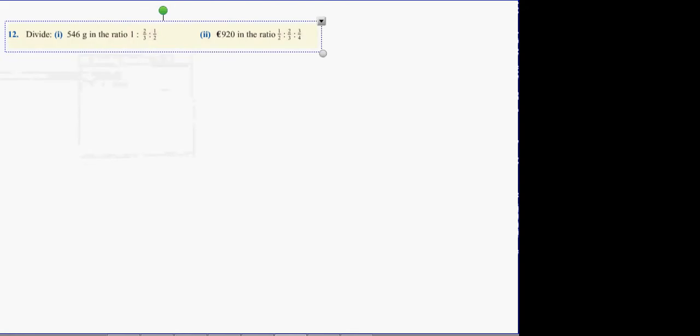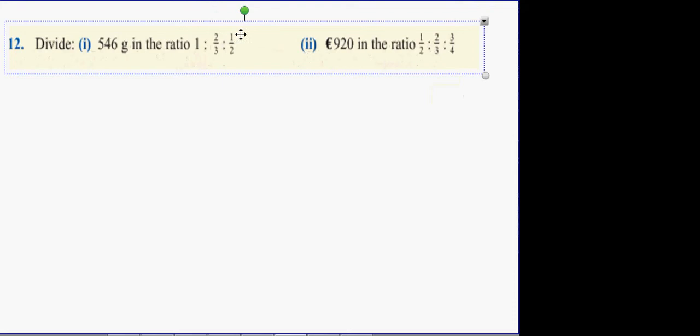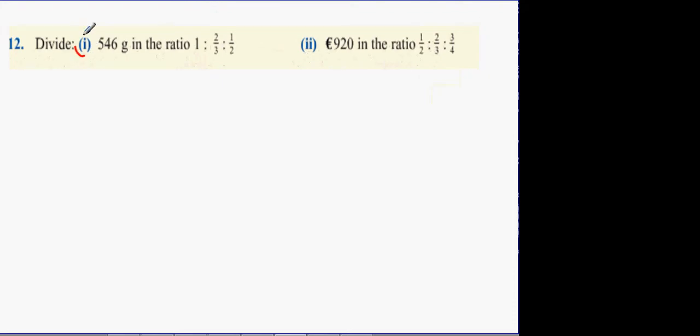Questions, okay? What you're going to be asked to do is this: divide 556 grams in the ratio 1 is to 2/3 is to 1/2. Now the problem here is the fractions. To get rid of fractions, here's what we're going to do. We look at the two fractions, 3 and 2. What is their lowest common denominator between the two of them?